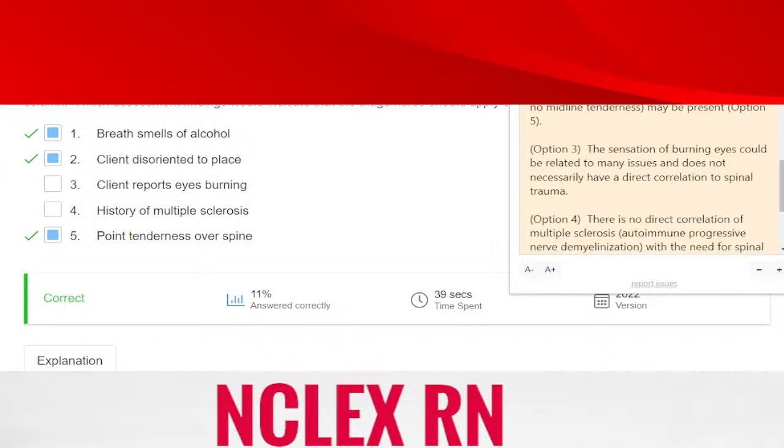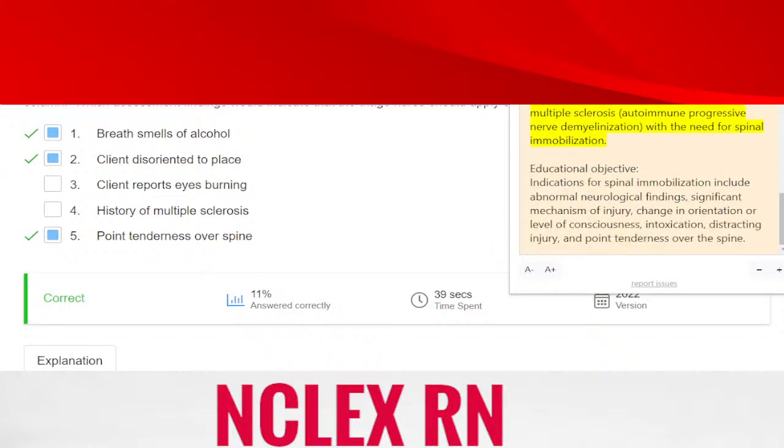S. Spinal examination. Point tenderness over the spine or neck pain on movement may be present, even if there is no midline tenderness. Option 5. Option 3. The sensation of burning eyes could be related to many issues and does not necessarily have a direct correlation to spinal trauma. Option 4. There is no direct correlation of multiple sclerosis, autoimmune progressive nerve demyelinization, with the need for spinal immobilization. Educational objective: indications for spinal immobilization include abnormal neurological findings, significant mechanism of injury, change in orientation or level of consciousness, intoxication, distracting injury, and point tenderness over the spine.